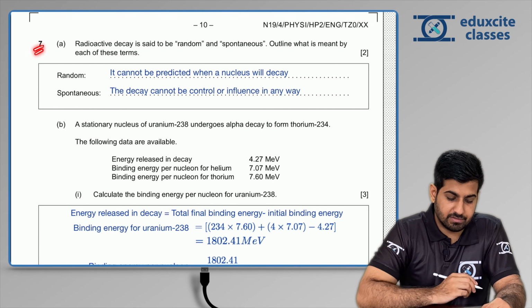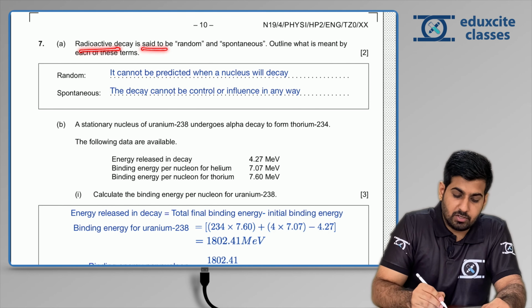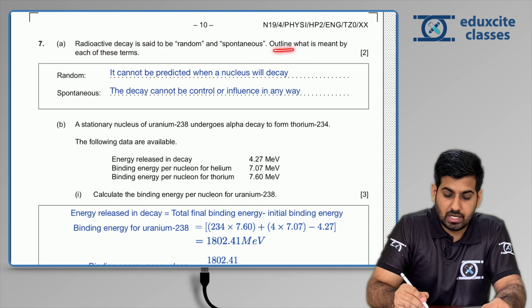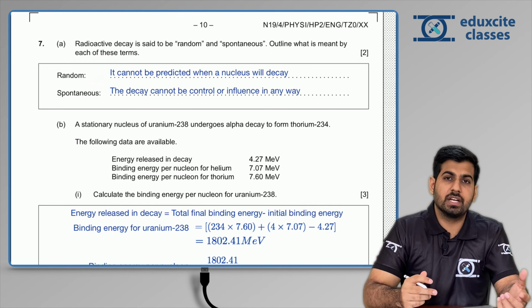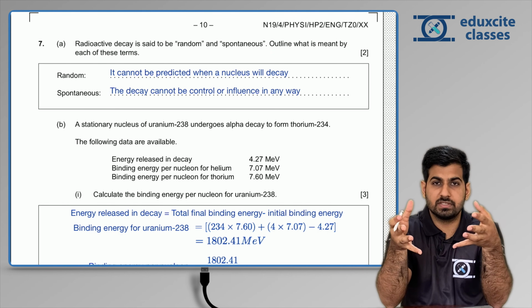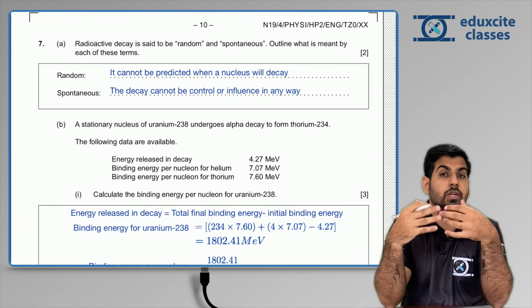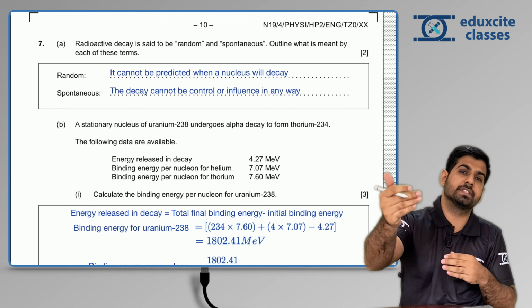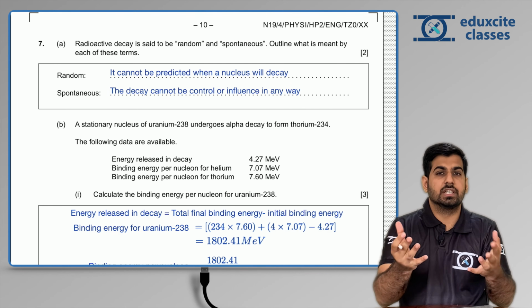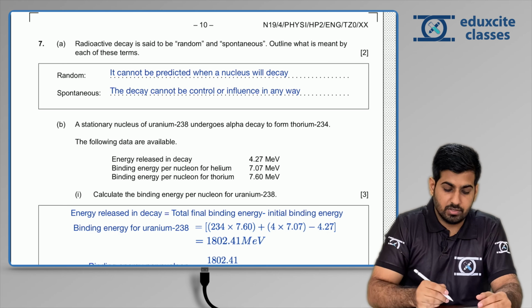Now question number 7. Radioactive decay is said to be random and spontaneous. Outline what is meant by each of these terms. Random means the decay process cannot be predicted; I cannot say when a nucleus will decay, now or after 5 seconds. It will decay at any instant on its own.